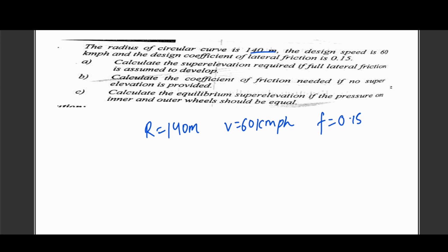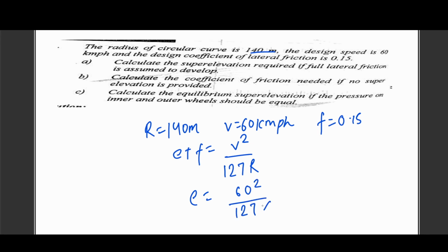So full lateral friction means F is fully assumed to be developed. That means F equals 0.15. We know from the formula E plus F equals V square by 127 R, that we have derived in the earlier class, and we have to find the super elevation, that is E equals V square, given as 60 square, divided by 127 into 140, minus 0.15. So the answer will be 0.052.